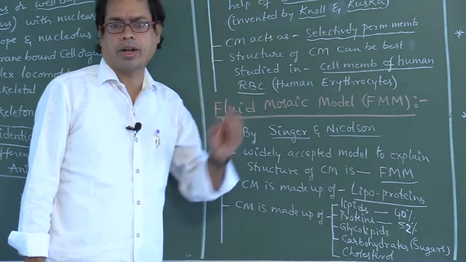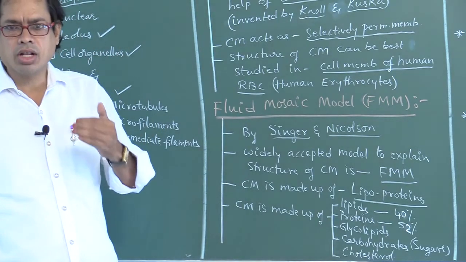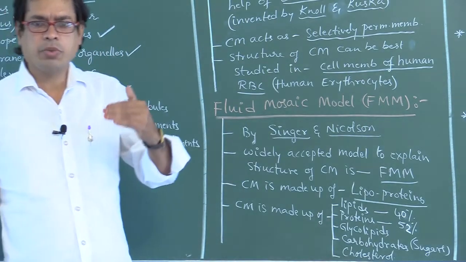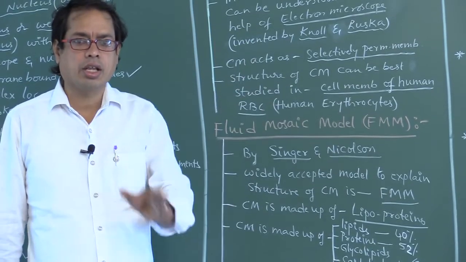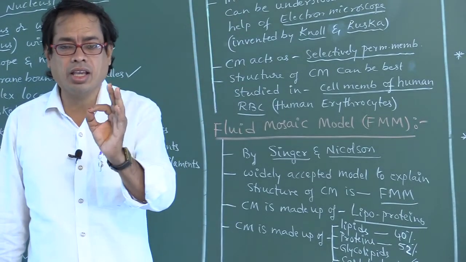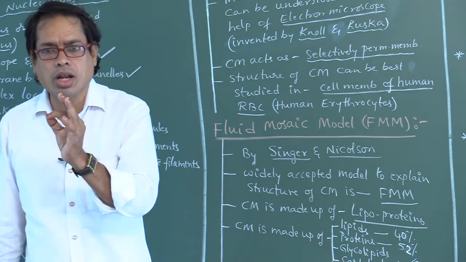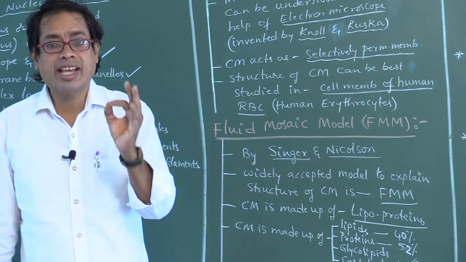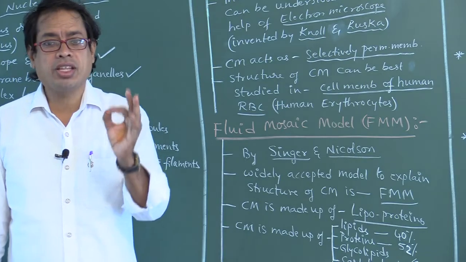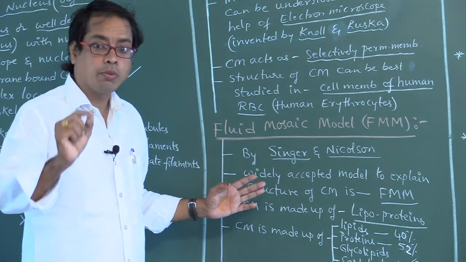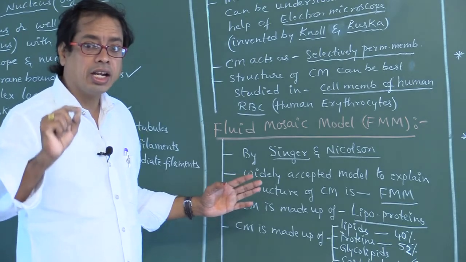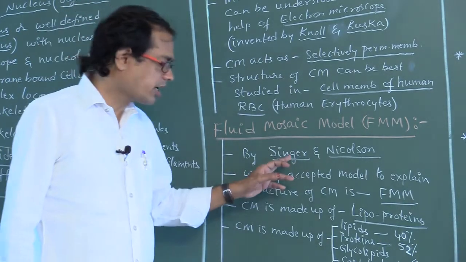Very, very important point. There are different models or theories to explain the structure of the cell membrane. Of those theories, the most accepted model is the fluid mosaic model, proposed by Singer and Nicholson. Who are the scientists? Singer and Nicholson.